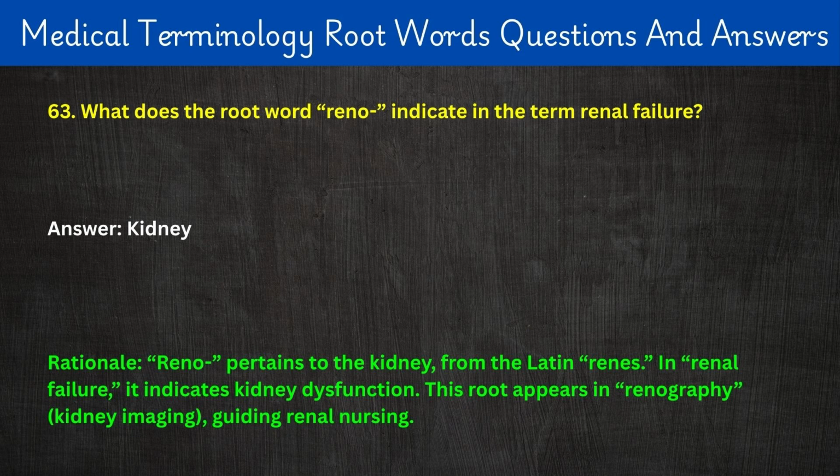63. What does the root word reno- indicate in the term renal failure? Answer: kidney. Rationale: Reno- pertains to the kidney, from the Latin renus. In renal failure, it indicates kidney dysfunction. This root appears in renography, kidney imaging, guiding renal nursing.